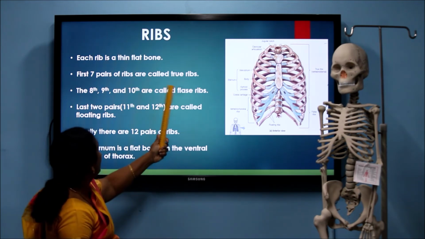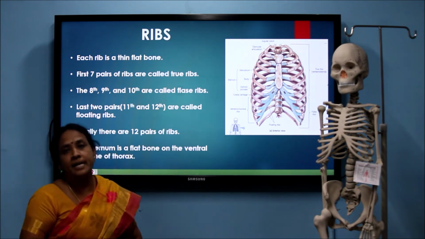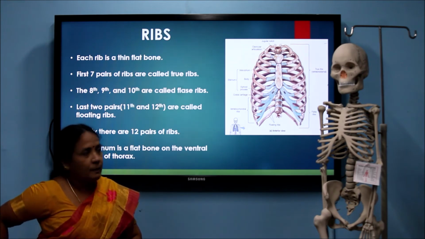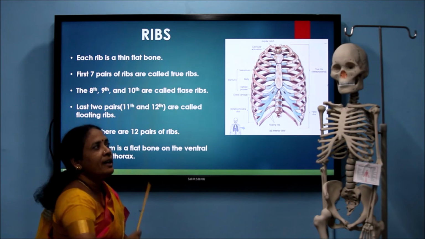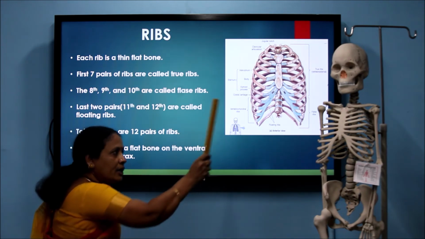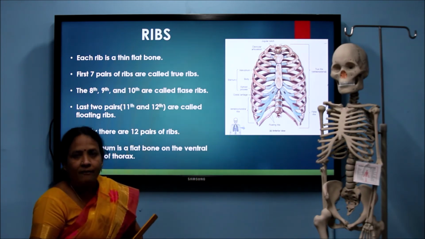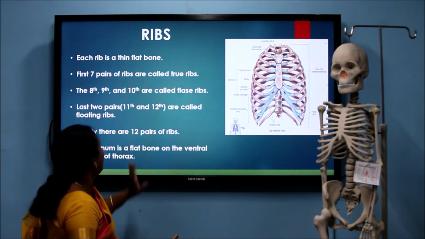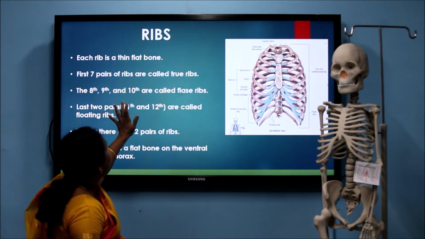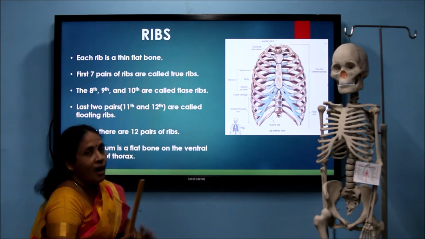First we will see about the true ribs. There are 7 pairs of true ribs. Ventrally they are attached to the sternum and dorsally they are attached to the vertebral column, so they are said to be true ribs.